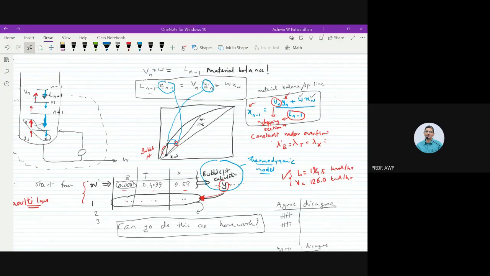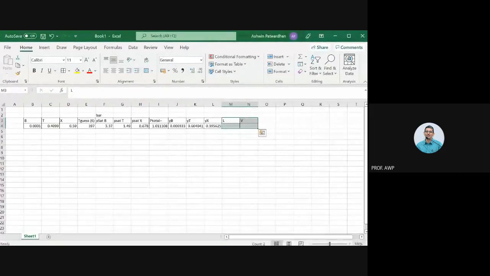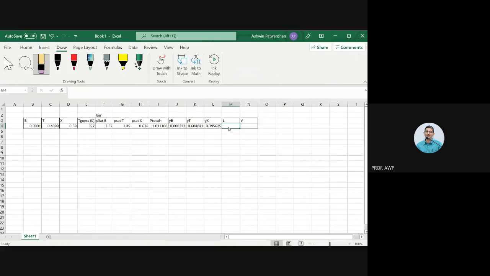Add two more columns to the Excel sheet. Let me share the Excel sheet once again. Okay. Now is the Excel sheet visible? Hello, is it visible or not visible? Yes, sir. Last time there was some problem. So this L we can calculate. L we have calculated, V we have calculated. Now this is our liquid, and this is our vapor.